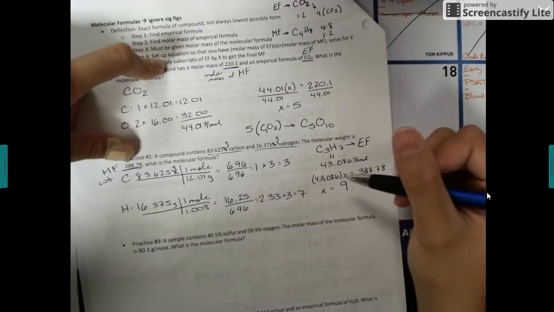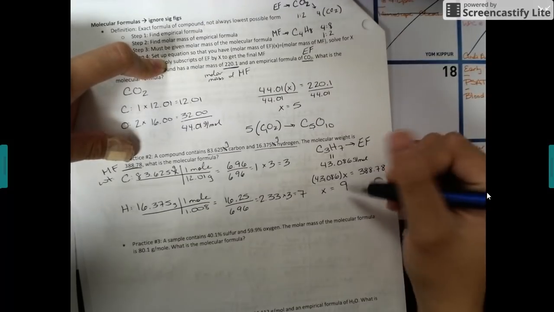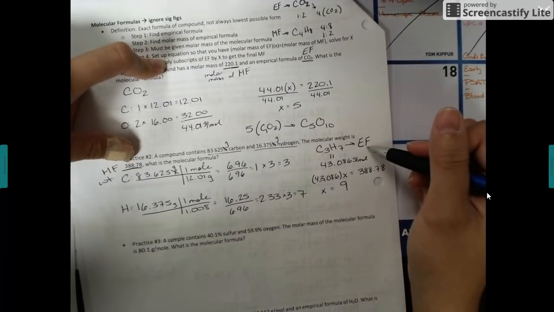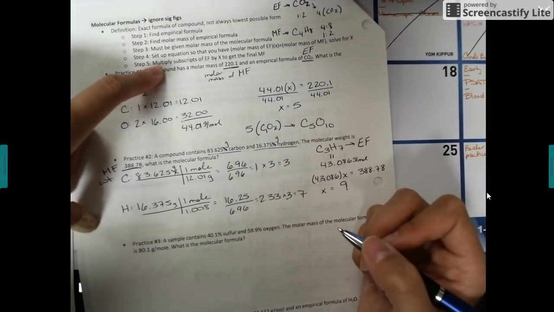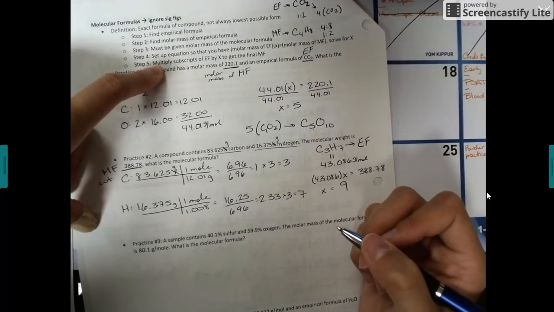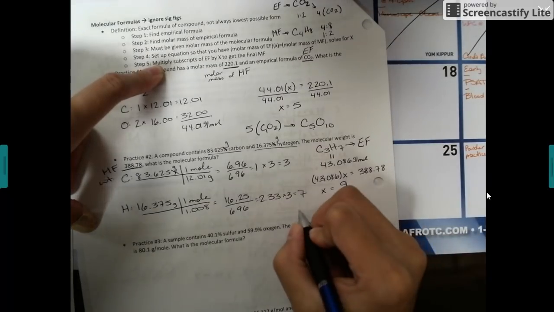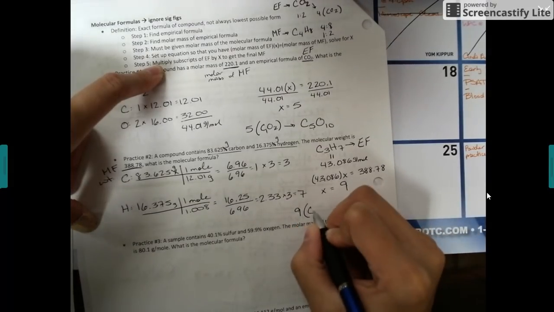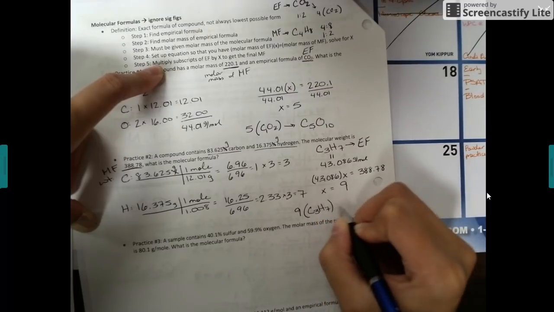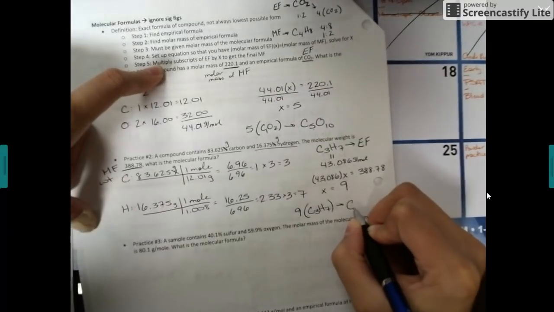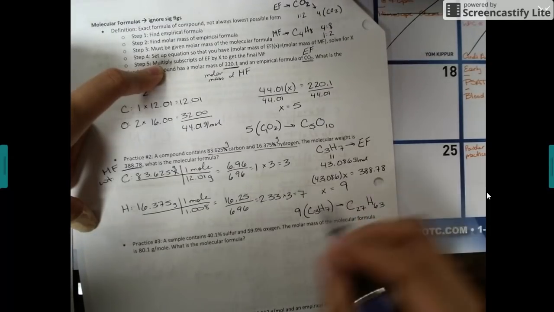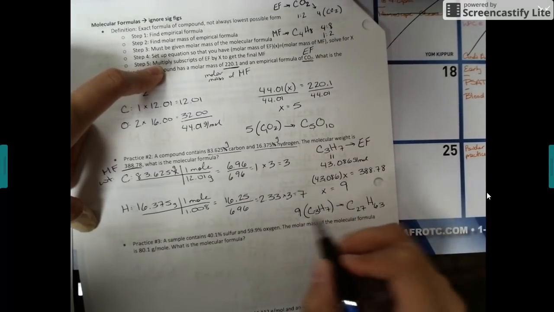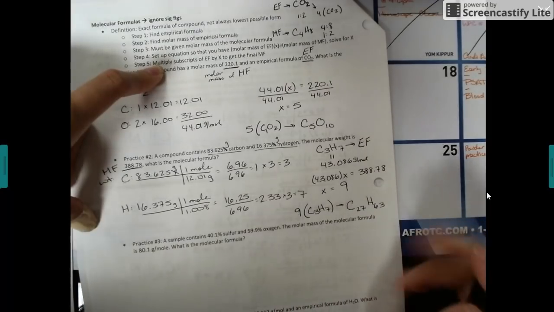So that means that my molecular formula is 9 times bigger than the empirical formula. So step 5, the final step, multiply subscripts of EF by X to get the final molecular formula. So 9 times the C3H7, and this is going to give me C27H63, because 9 times 3 is 27, 9 times 7 is 63. That's how I get my answer.